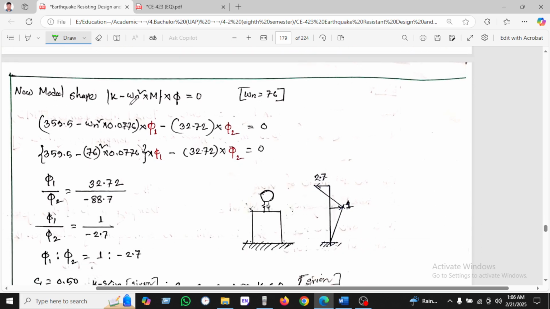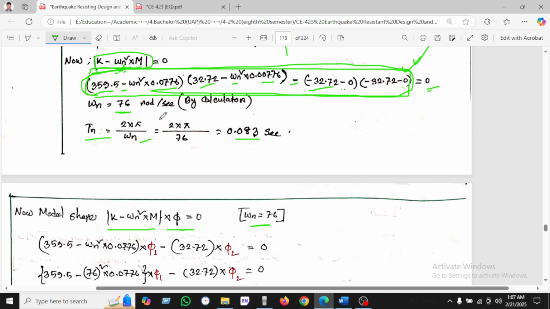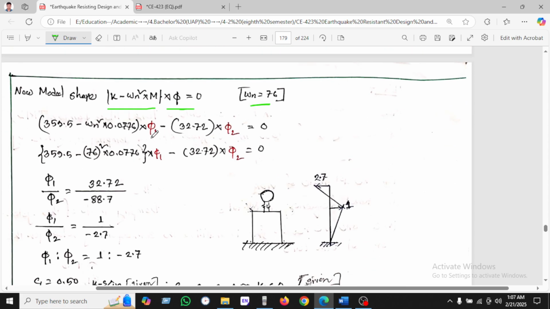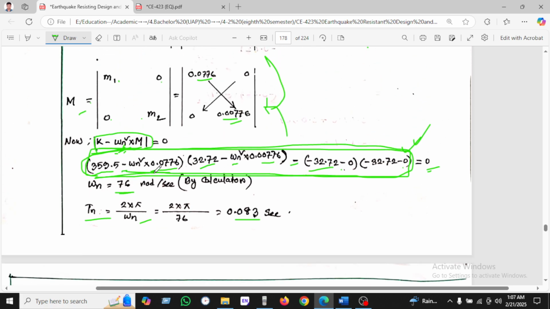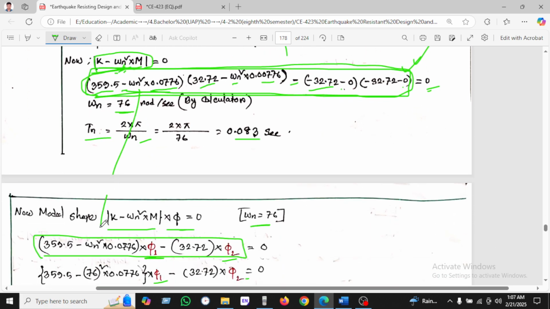Now for the modal shape we have seen K minus omega square M times phi, with omega the natural frequency we found to be 76. Putting in all these values, the shape factor phi will remain the same. Okay, so these are the formulas we are using here.